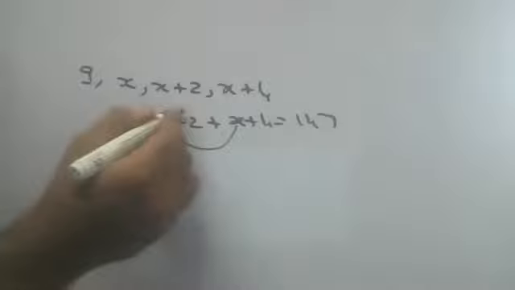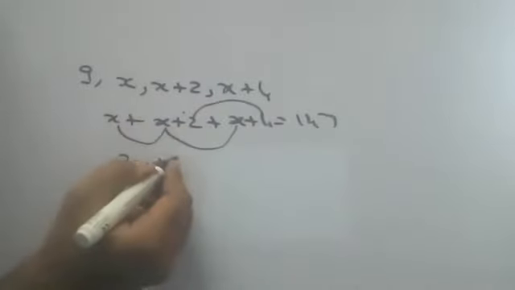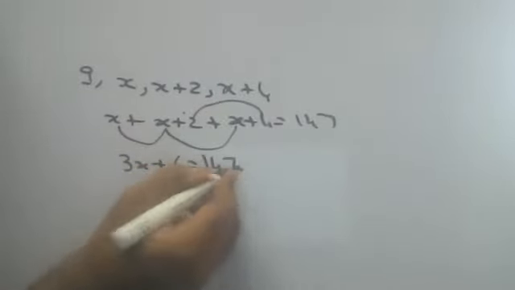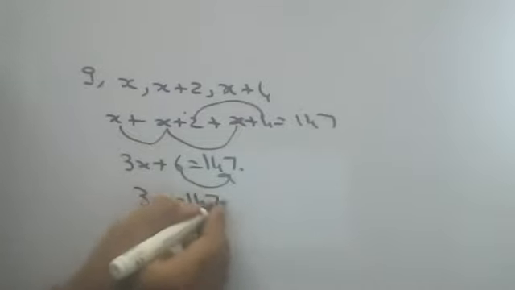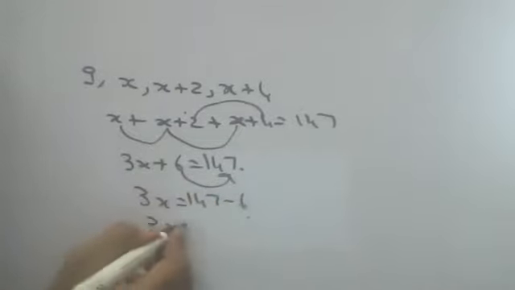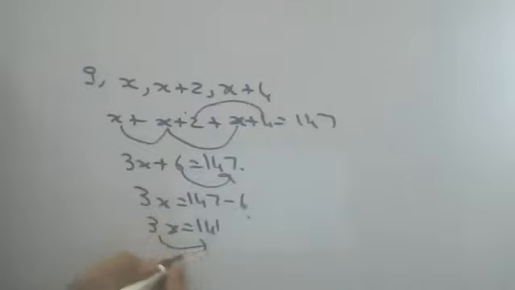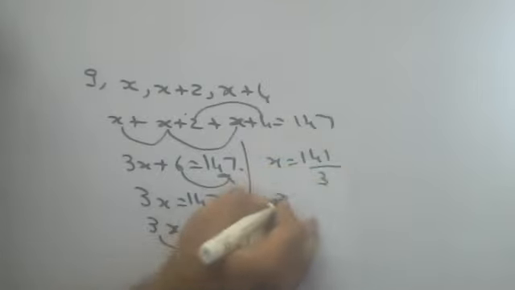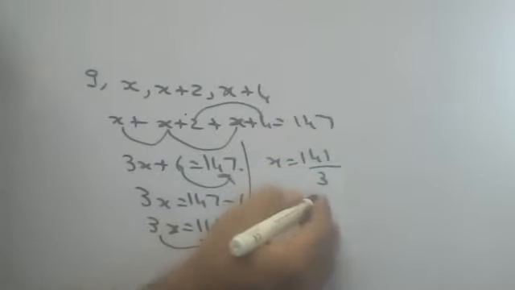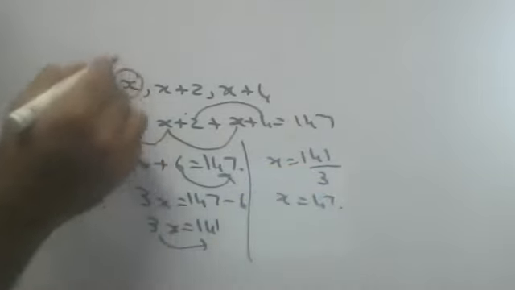3x. 2 plus 4 is how much? 6 is equal to 147. Okay, 6 you bring here. 3x is equal to 147 minus 6. 3x is equal to 141. 3 you bring down. What happens? x is equal to 141 by 3. 3 4s are 12, 3 7s are 21. So x is 47.